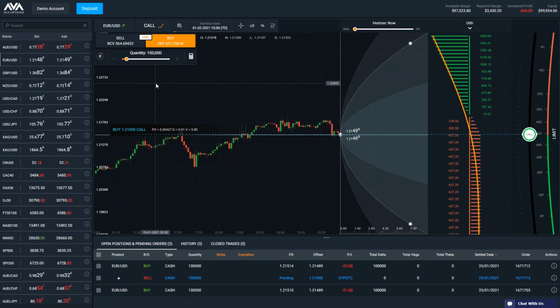How much does it cost in dollars? Just click this white box. It's gonna cost you $427. You can also see it in the profit and loss diagram. In red, the most you can lose is $420. That's what you paid for the option. You cannot lose more than you paid for the option.